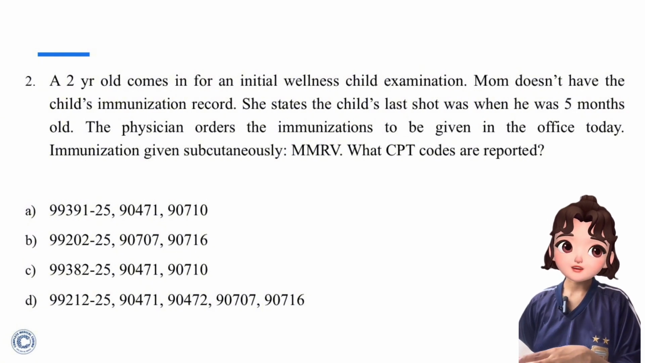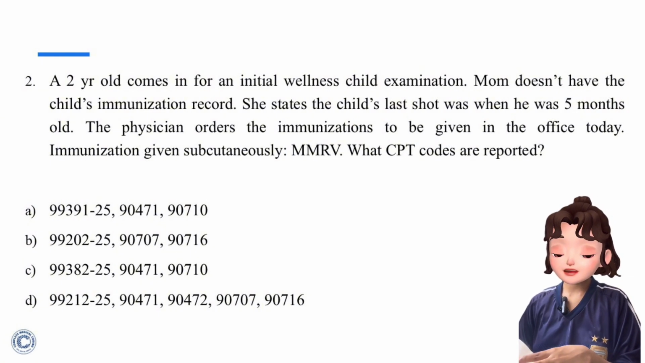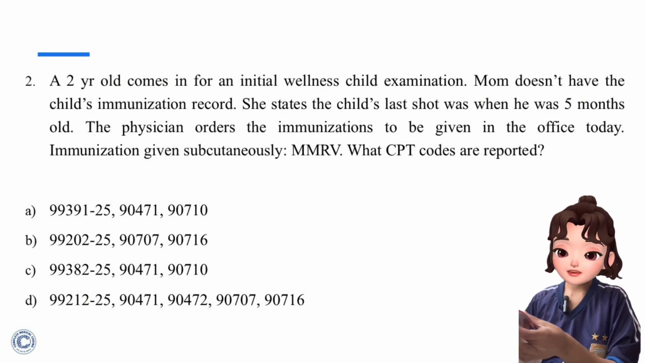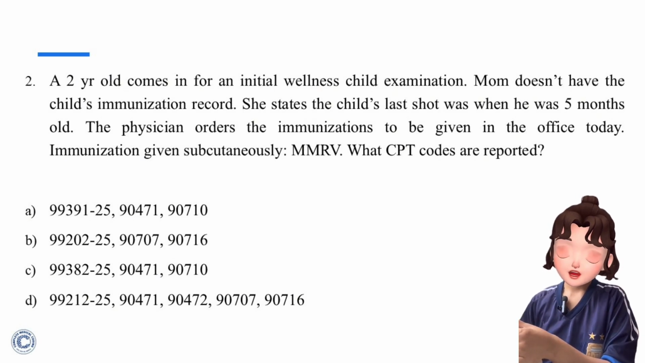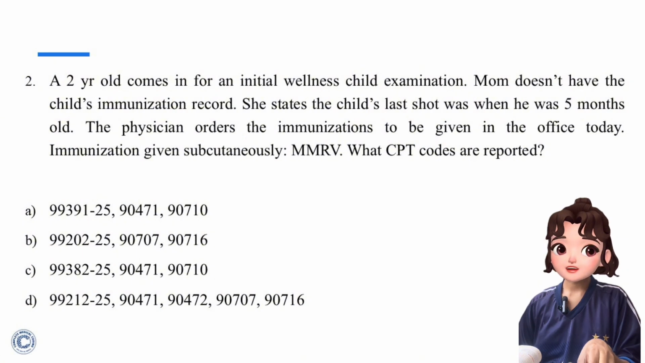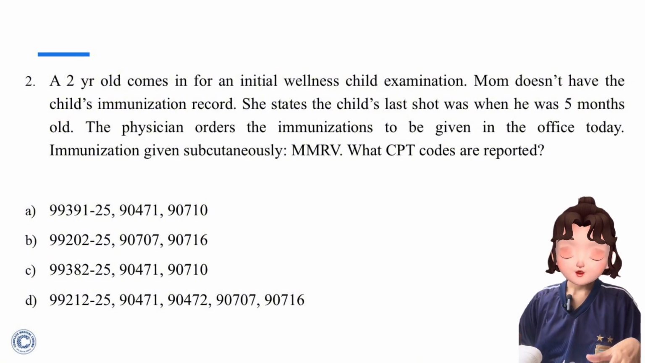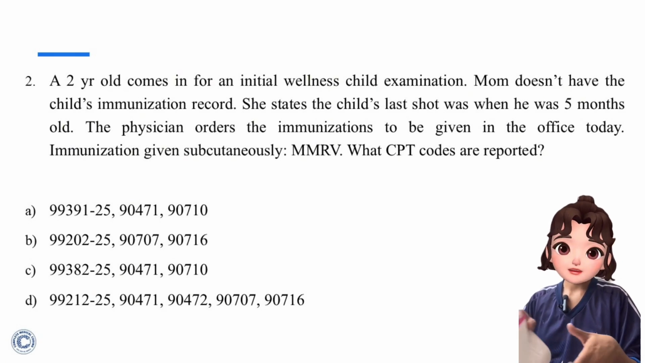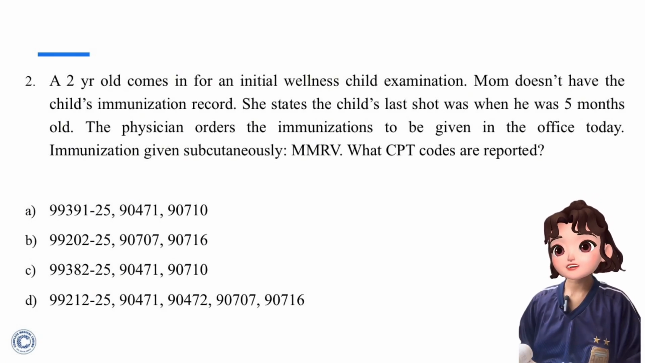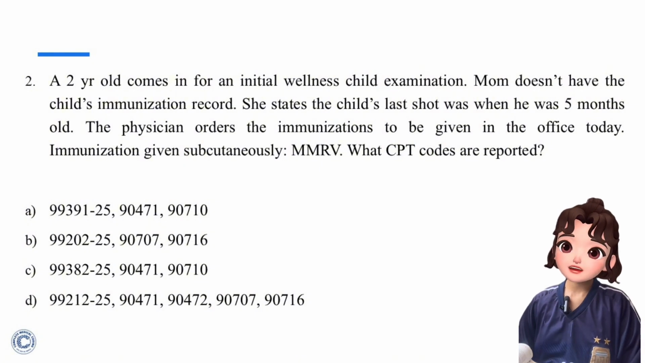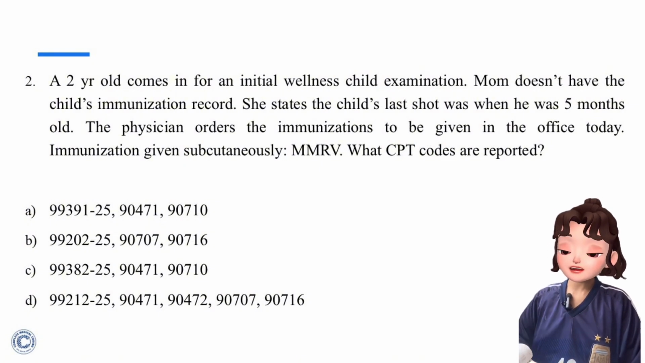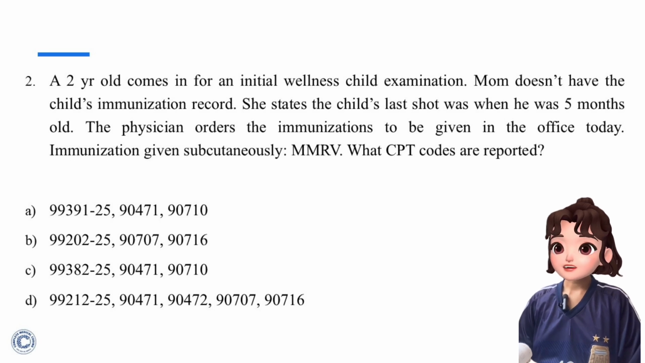We have one more option left, option D, 99212. Just check that also. 99212 is the starting code in the E&M chapter, which doesn't belong to wellness examination. So that is also a wrong code. It is also an office visit code. So here you got the correct answer as option C. Since the other 3 options are wrong, you can directly mark option C as the correct answer, 99382 with modifier 25.